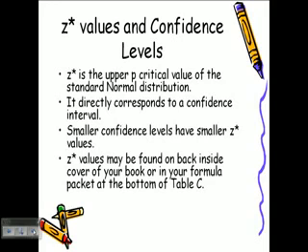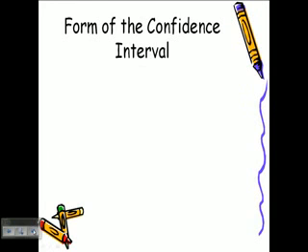These z-star values may be found on the back inside cover of your book or in your formula packet, your student resources packet, at the bottom of Table C. We will look more at working with the z-star values and with Table C in future lessons. So for right now, let's go ahead to the next slide, in which we are going to discuss the form of the confidence interval.